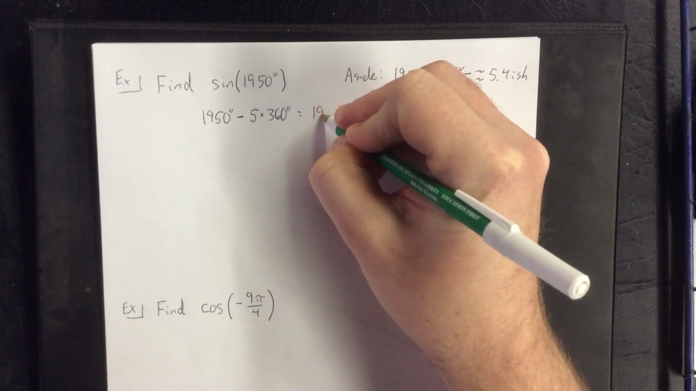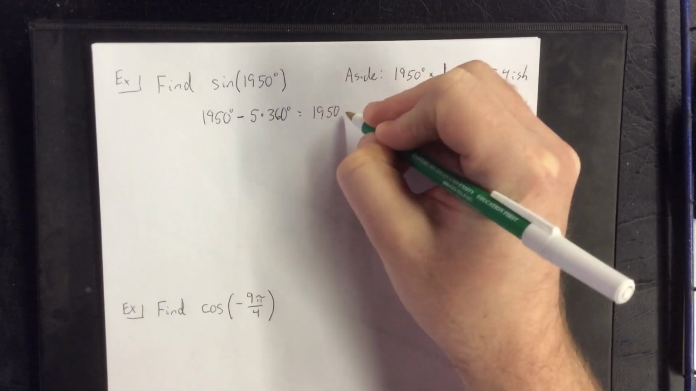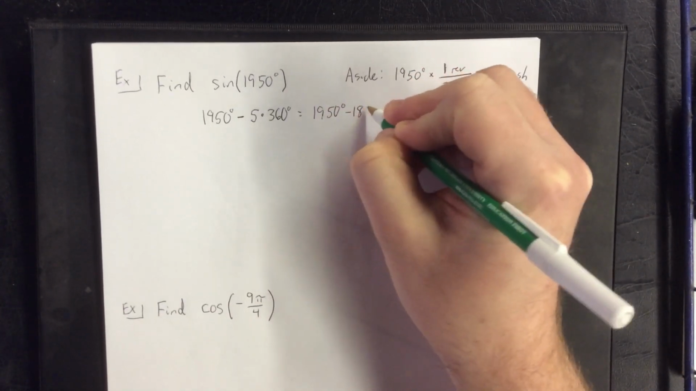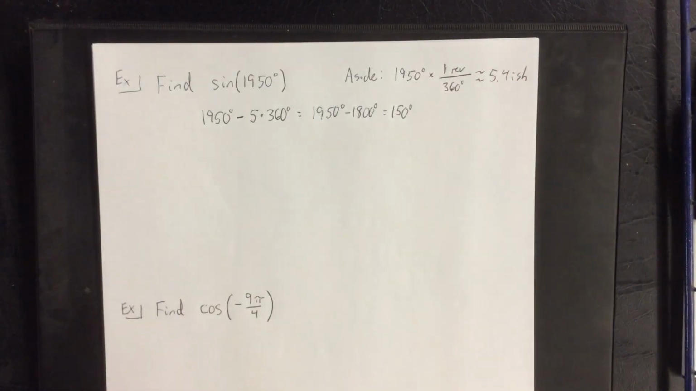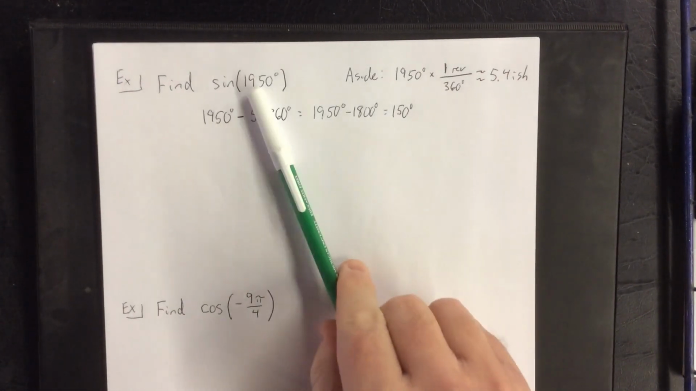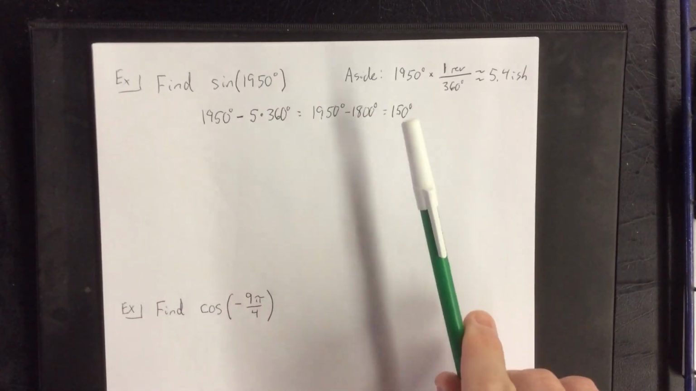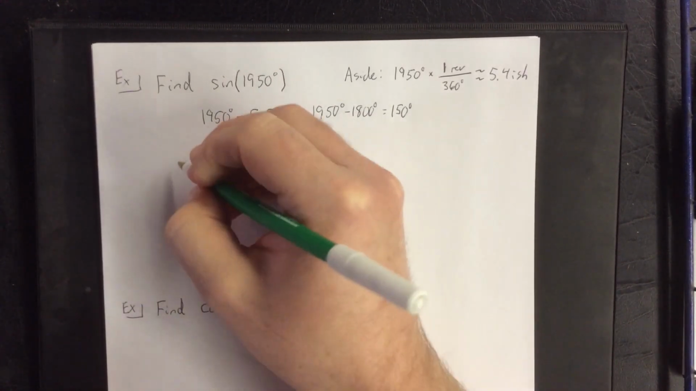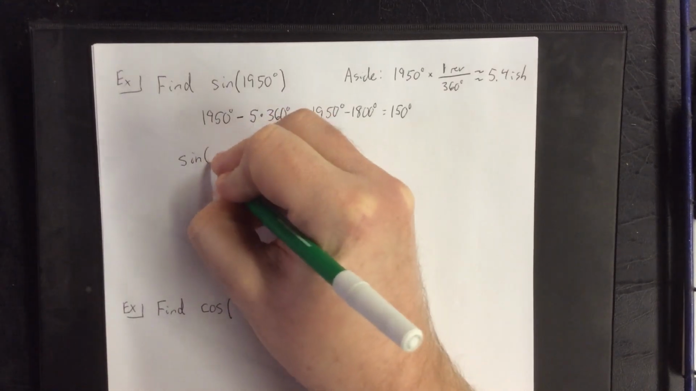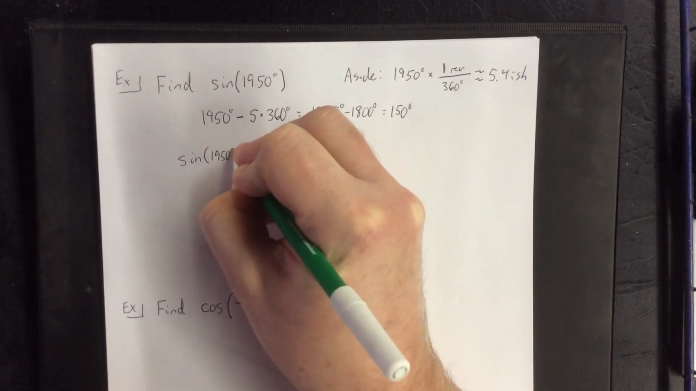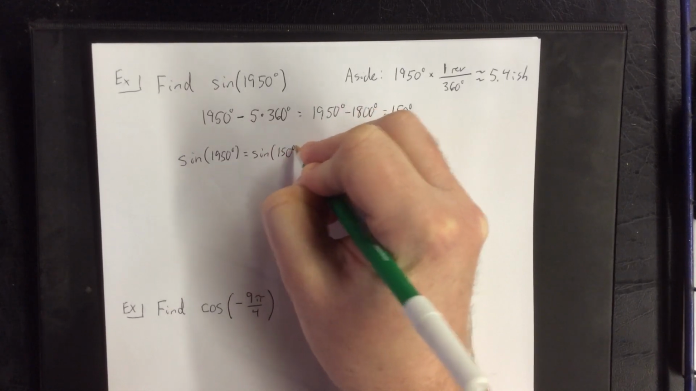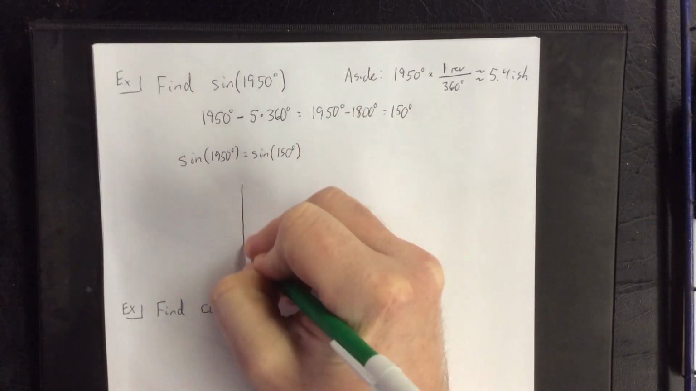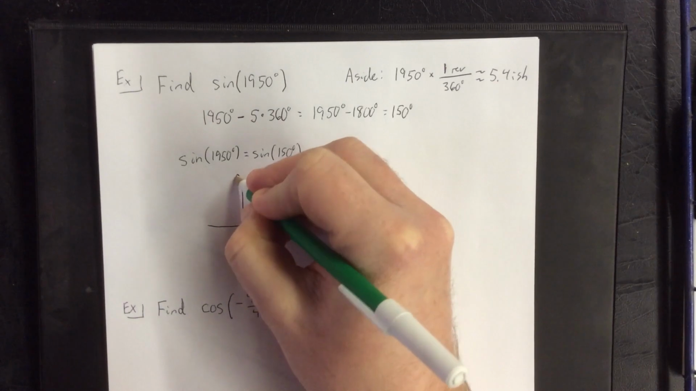This one's going to be a little bit easier to calculate than the last one. That'll be 1950 degrees minus 1800 degrees. That gives me 150 degrees. This lets me know that 1950 degrees is coterminal to 150 degrees. So the sine of 1950 degrees will be the same as the sine of 150 degrees. Now, we still need to figure out what the sine of 150 degrees is.